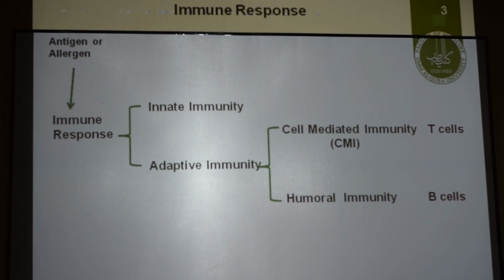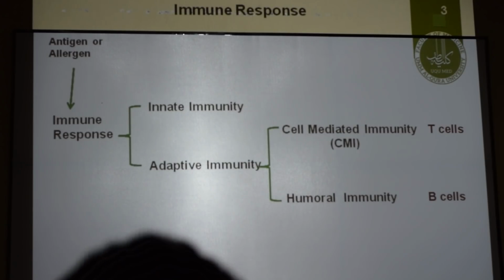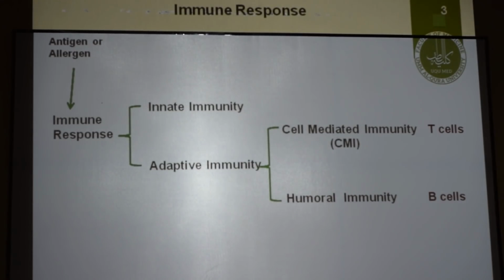Now the immune response can be from the innate immunity and from the adaptive immunity. Innate immunity we have already discussed. In the adaptive immune system, if the T cells create the immune response, that will be termed cell-mediated immunity. But if the B cells through antibodies create an immune response, that will be termed humoral immunity. What does the word humoral mean? Fluid or soluble, something which is in the fluid. So antibodies are soluble, that's why it is called humoral immunity.